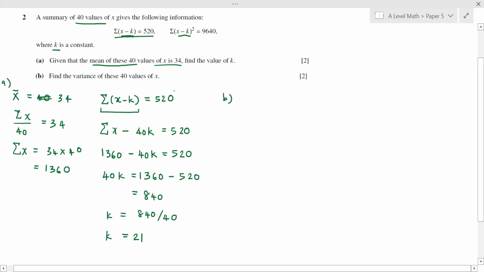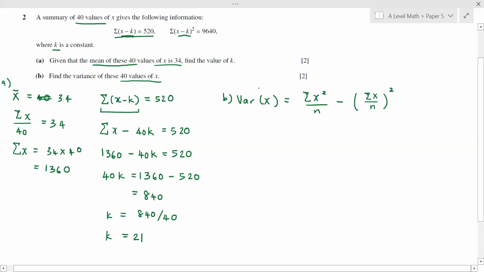Part B, we need to find the variance of these 40 values of x. Now, in order to find the variance of x, that will give us the sum of x squared over n, minus the square of the mean of x. That is the formula to find the variance of x. Now, we are not going to find the sum of x squared because we do not even know what x are. We are not given the value of x.